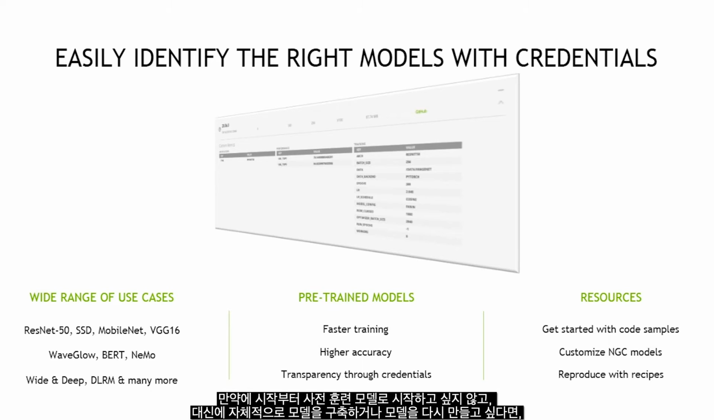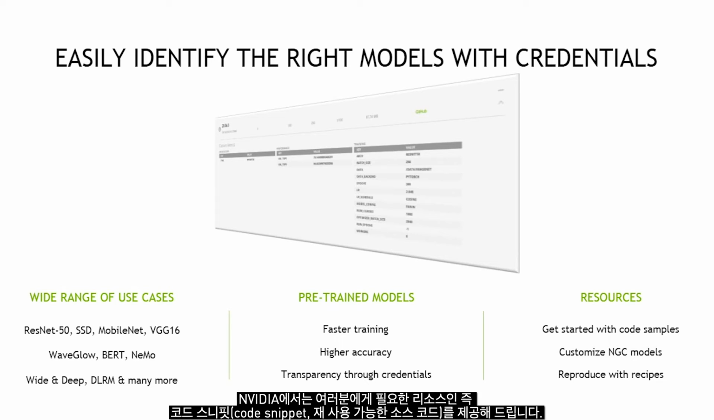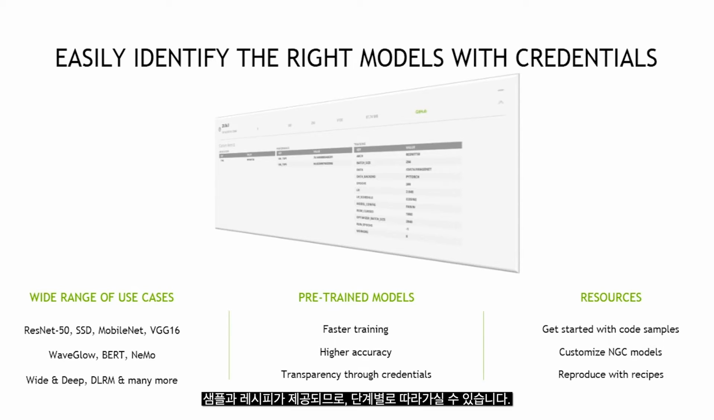And let's say you didn't want to start with these pre-trained models from the get-go, and you wanted to build your own or recreate what we do within Nvidia, then we're also giving you resources, which are code snippets. So again, samples are available and recipes are available, so you can follow them step by step. So again, containers, pre-trained models, kind of the backbone, the building blocks, if you will, for your AI journey.